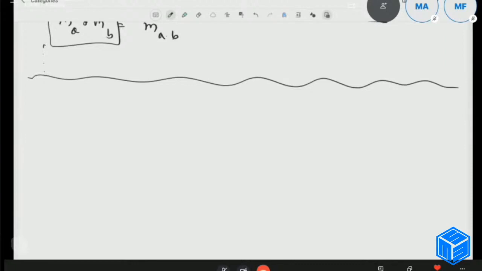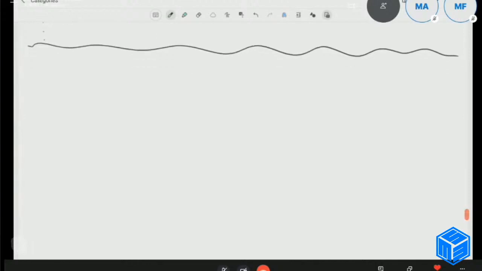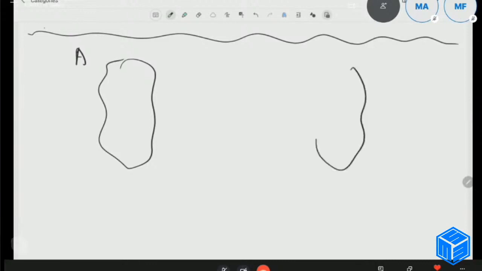Okay. So let's do this. This is something I really like. Let's say you have a function from some set. That's what sets look like. They're bags. Okay. And then you have a function going from A to B.